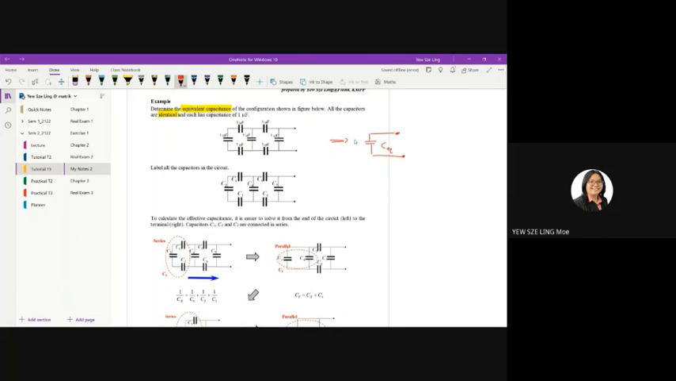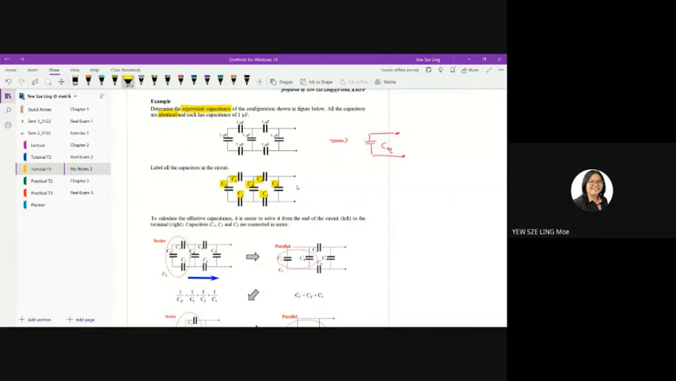Before you solve it, the first thing that I always encourage my students to do is to label the diagram. So you have 7 capacitors, you label them with a subscript. Capacitor 1, you call it C1, capacitor 2, C2, C3, C4, C5, C6, C7. You give it a name.